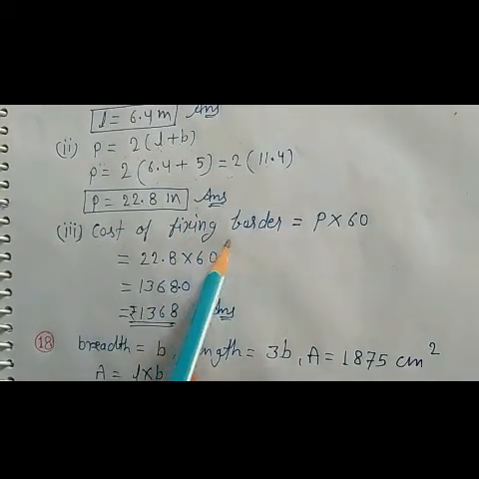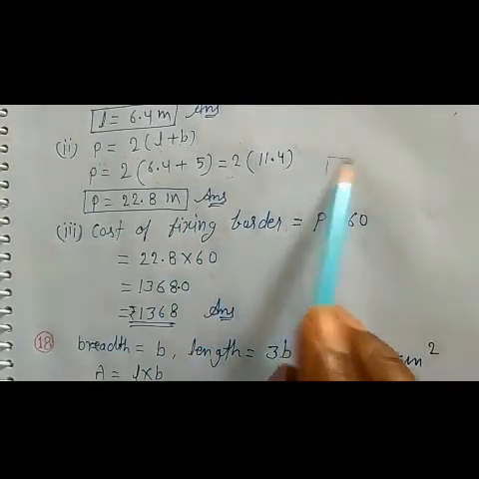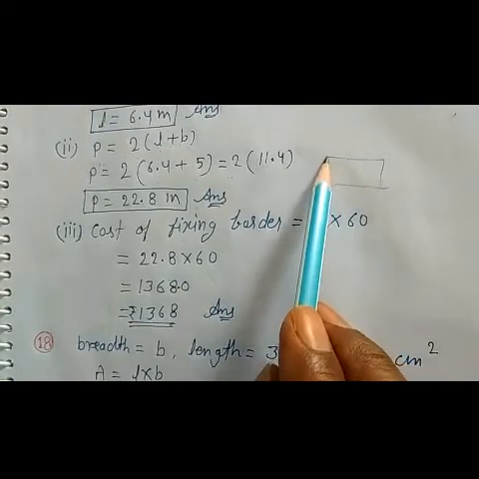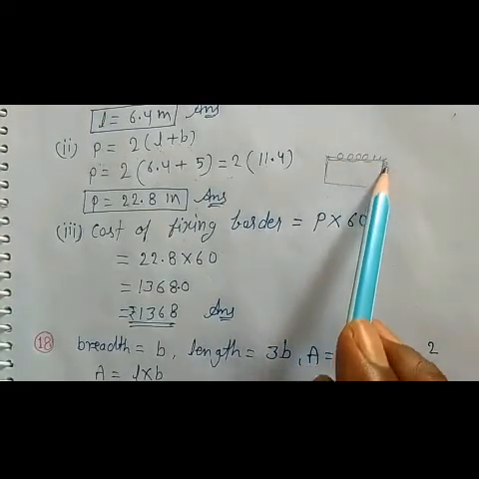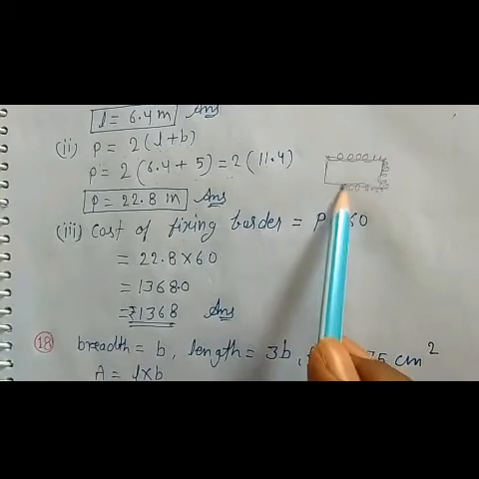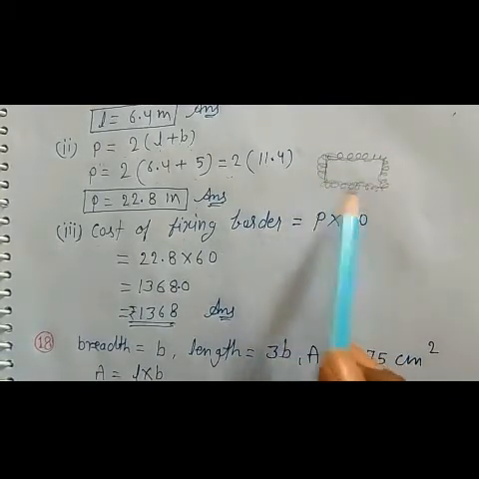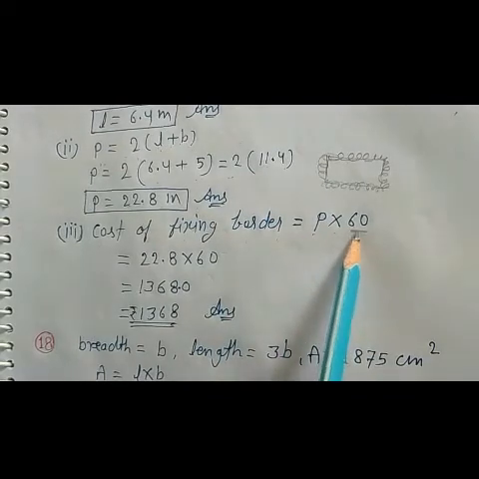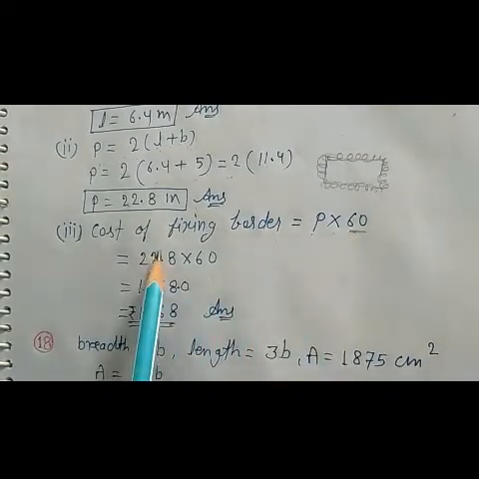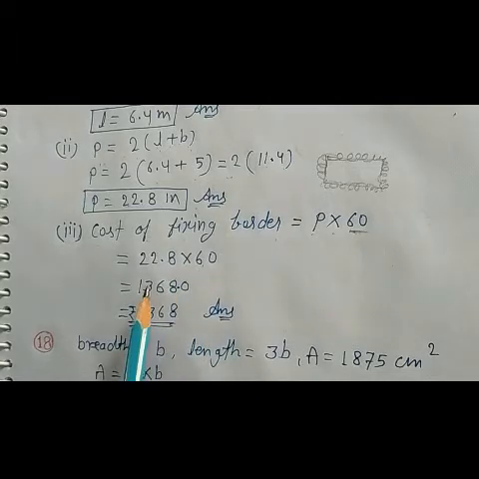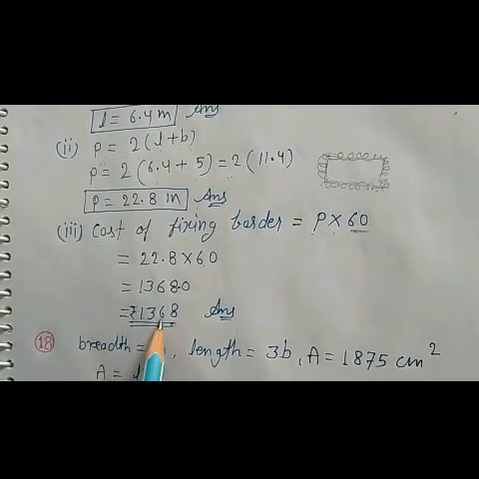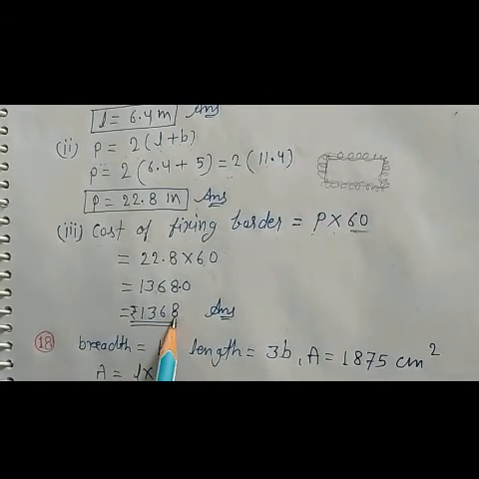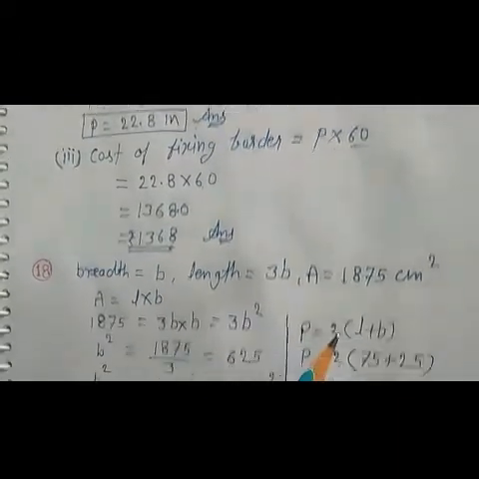Now cost of fixing the border. This is the field. We have to fix the border. Border means it's a perimeter. So we will use the perimeter. This is the border, perimeter. So cost of fixing border means perimeter into per meter cost, 60 rupees. Perimeter is this. Per meter cost means 1368 rupees. 1368 is the total cost of fixing the border.